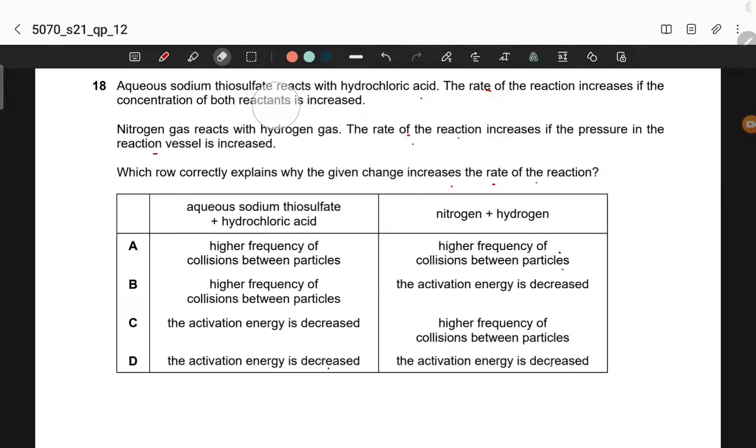Aqueous sodium thiosulfate reacts with hydrochloric acid. The rate of the reaction increases if the concentration of both reactants is increased. By increasing concentration, the frequency of collision is increased.